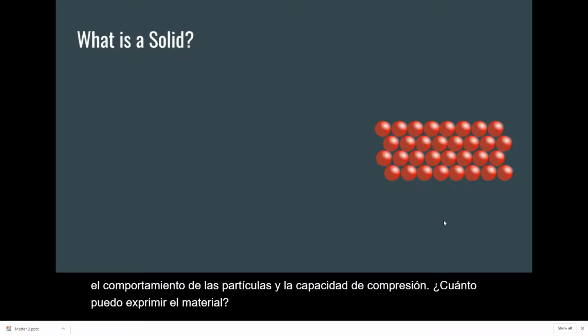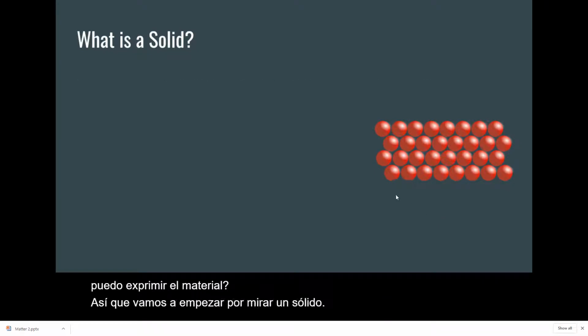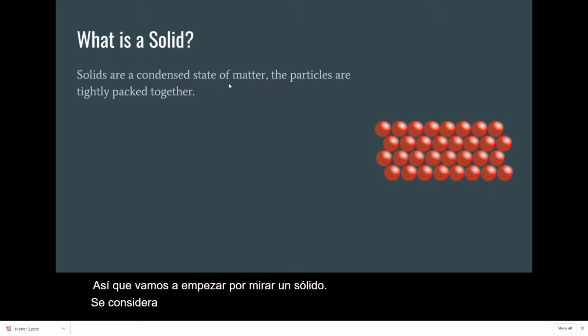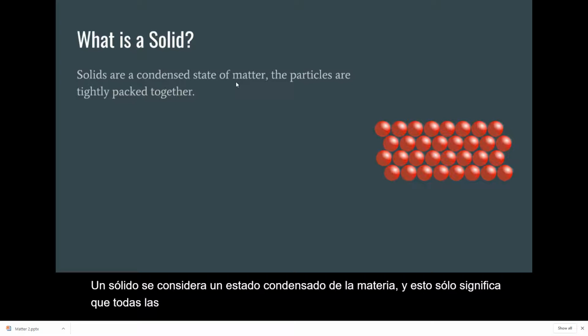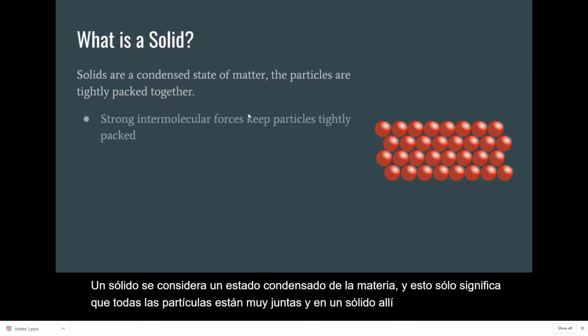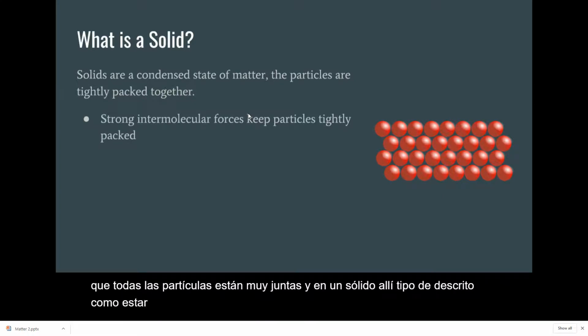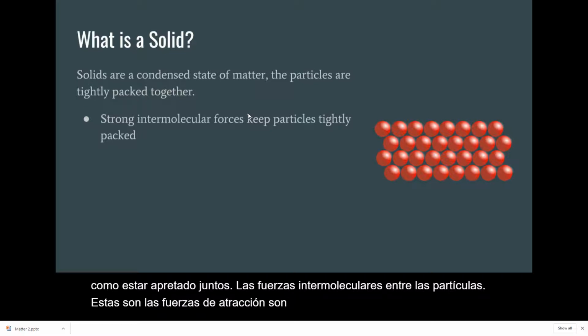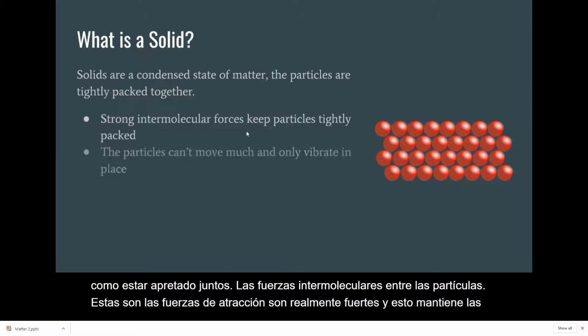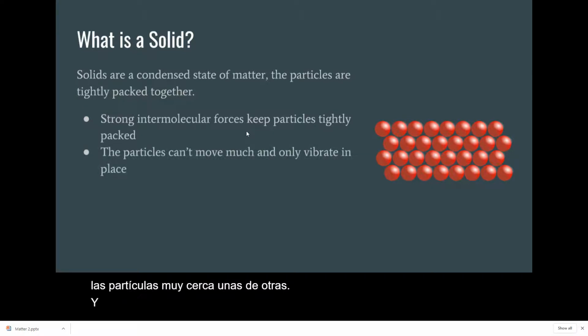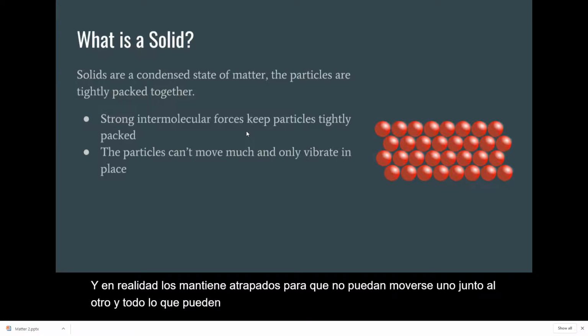So, let's start by looking at a solid. A solid is considered a condensed state of matter. And this just means that all the particles are really close together. And in a solid, they're kind of described as being tightly packed together. The intermolecular forces between the particles, this is the forces of attraction, are really strong. And this keeps the particles really close to each other. And it actually keeps them trapped so they can't move past each other. And all they can do is vibrate and shake in place.